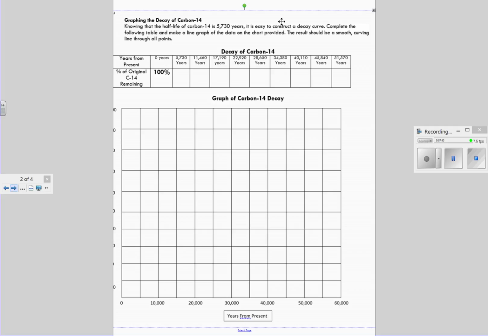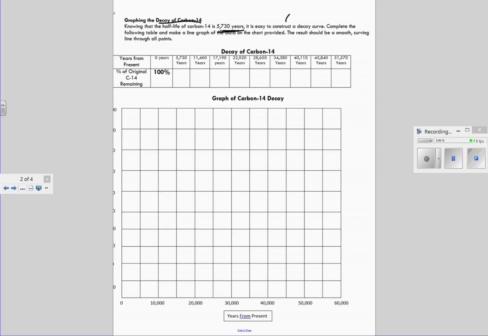Next page. We're going to graph the decay of carbon-14. So an interesting thing to know is that the half-life of carbon-14 is 5,730 years. What you are going to do is you are going to get out your calculator. I was going to say get out your phone, but you will need your calculator for some of these problems because you're going to be doing natural logs. So take a moment, get out a calculator, and then follow along here.